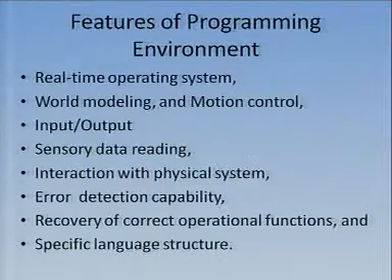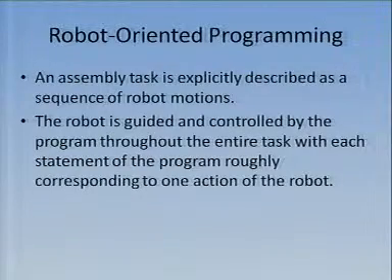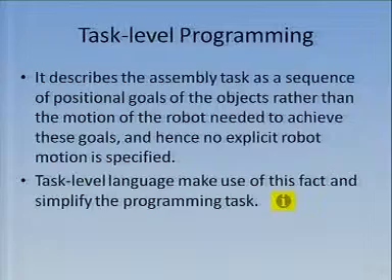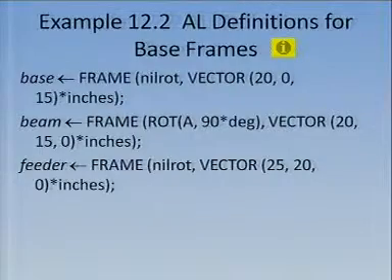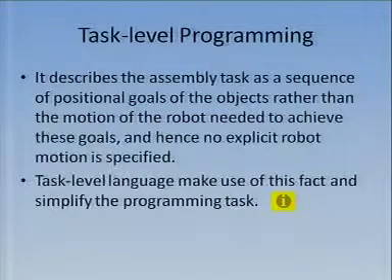Okay. So, in offline programming, I have given you the concept of two types of hierarchy. One is called robot oriented programming and another is task level programming. In robot oriented programming, here you define the base, you define the beam and define the feeder. AL is one language for robot programming. How they are defined is the nomenclature for that language. Just like our C programming language or Fortran programming language, they have their own language, and that is the way they have done the programming.